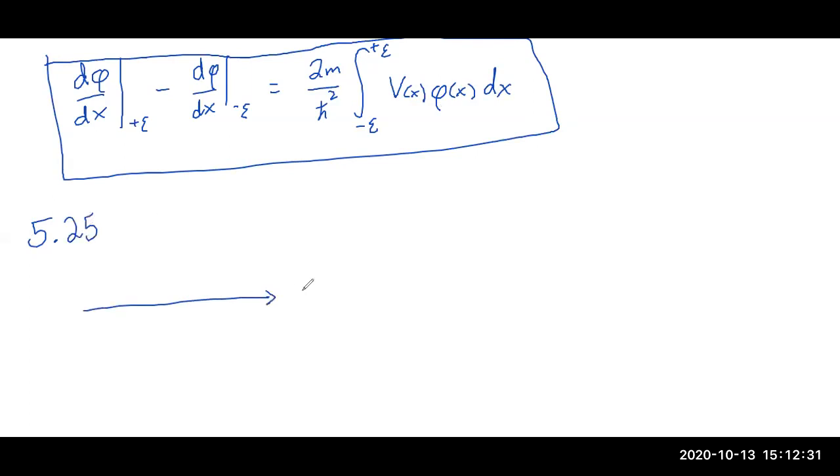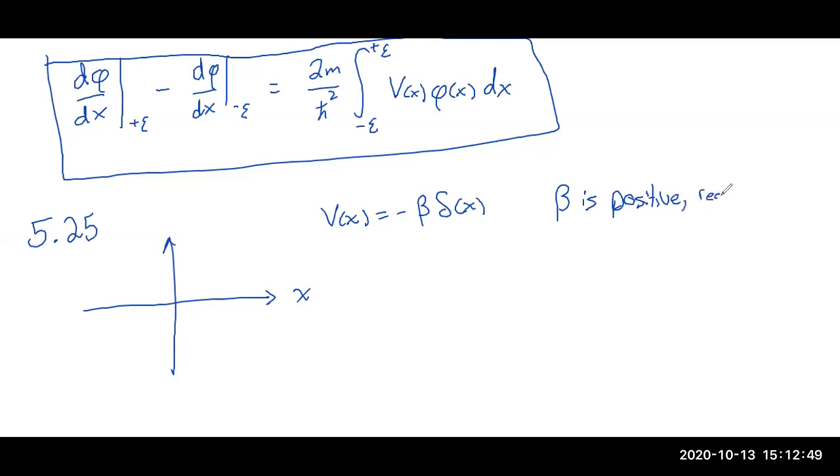Here we have a potential v of x, and they tell us that v of x is equal to minus beta times delta x, where this is the Dirac delta function. And beta is a positive real constant. So that means that this is a potential that goes down into the negative region. So coming along here, and then go, with sound effects. It's better with sound effects.